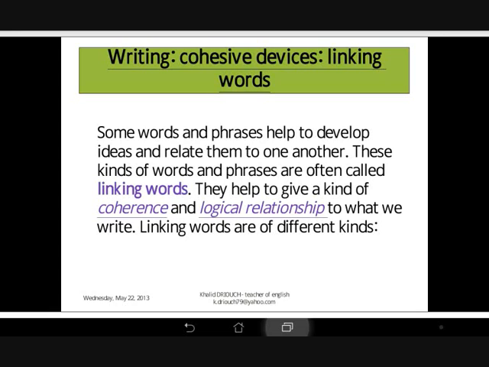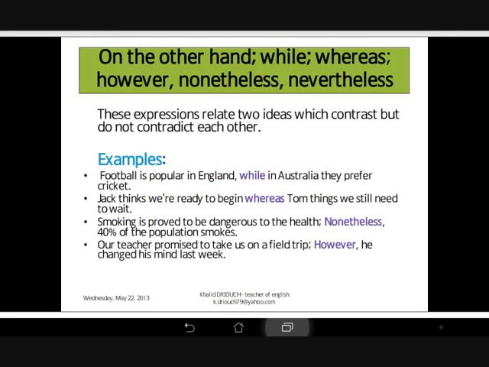Linking words are of different kinds. Why are they of different kinds? Because when we write, different ideas have different relationships. That relationship decides what kind of linking word we use. Let's start with the first set of linking words.